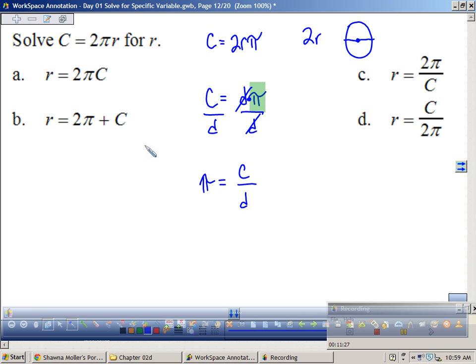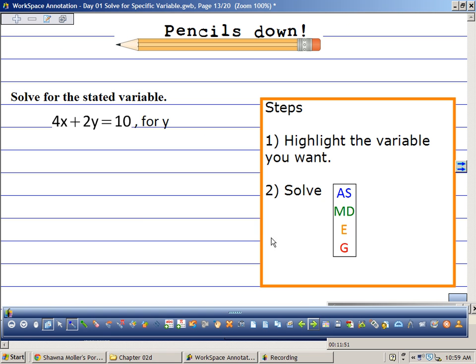We weren't solving for pi. I was taking this as a teachable moment, Andrew, and I just went with it. Is that okay? Does that work for you? Okay. Let's move on. Pencils down.